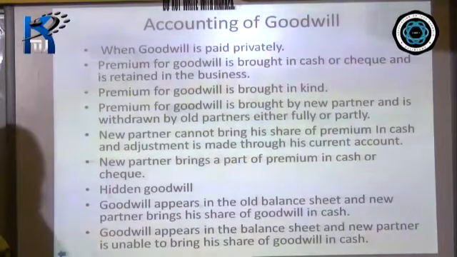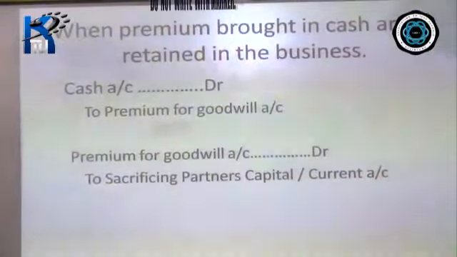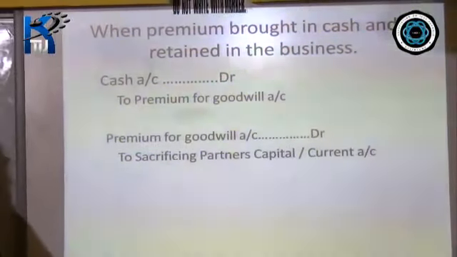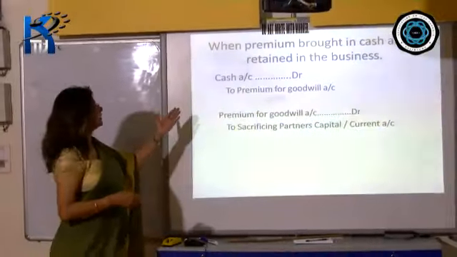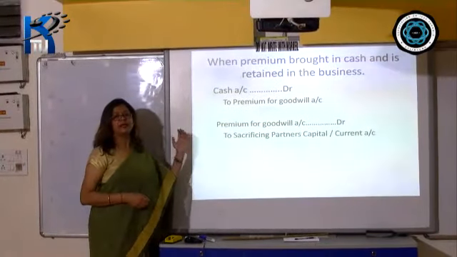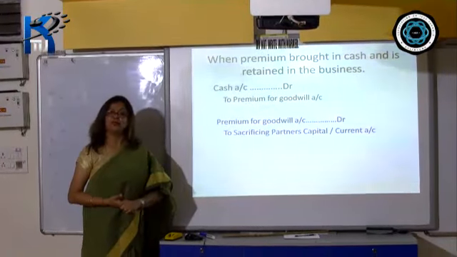Okay, so when premium is brought in cash and is retained in the business, first, it will not be considered if he paid it privately. Whenever there is a payment which is done privately, it is not entered in the books of account. The second concept is when premium is brought in cash and is retained in the business. Now the new partner brought his share of goodwill in cash and that share of goodwill will be in the business. So the first journal entry goes as cash account debit to premium for goodwill. The new partner is bringing in cash and that cash is against the premium. So cash account is debited and premium for goodwill will be credited.